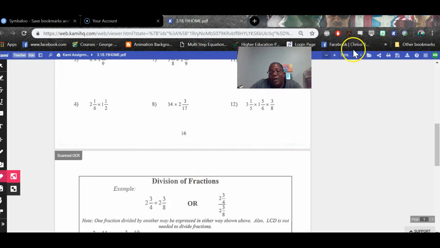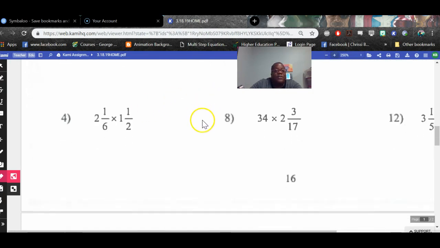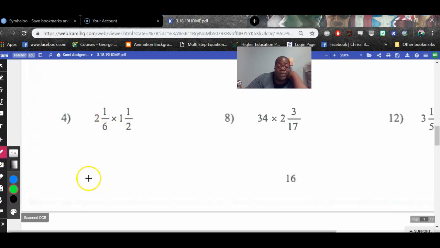All right, here we go. So I'm going to start with question number 4. Question number 4, we have 2 mixed numbers. Remember, the important thing here is to change the mixed numbers into improper fractions before we begin multiplying, right? So I'm going to change this 2 1/6 and 1 1/2 into improper fractions.